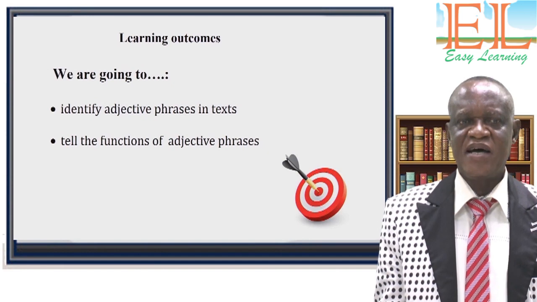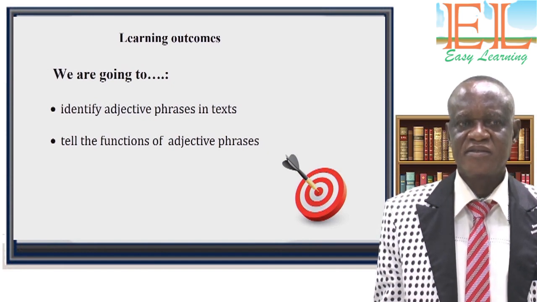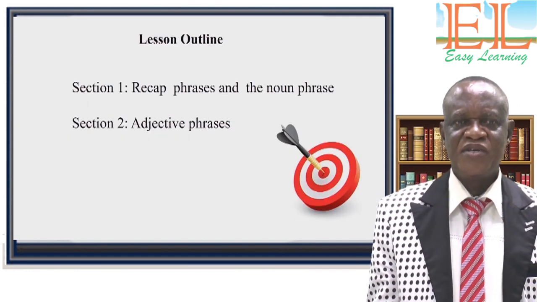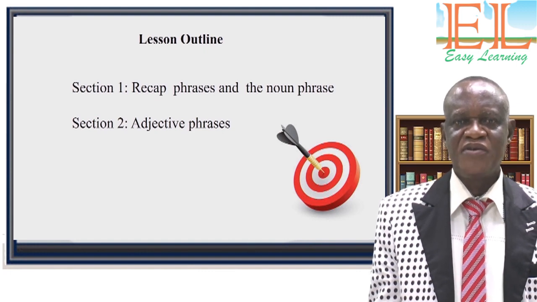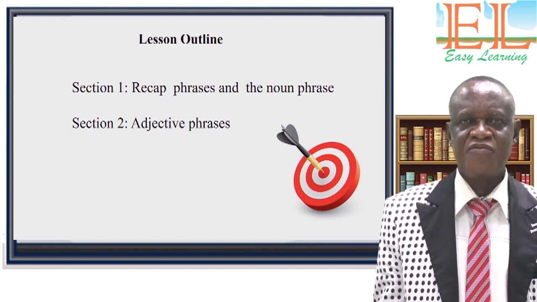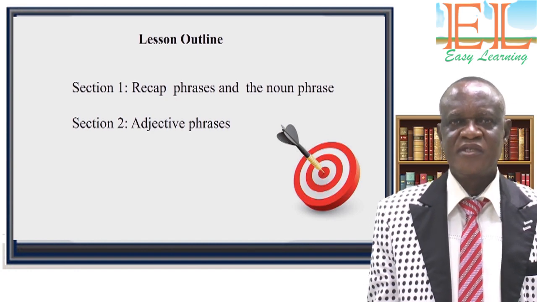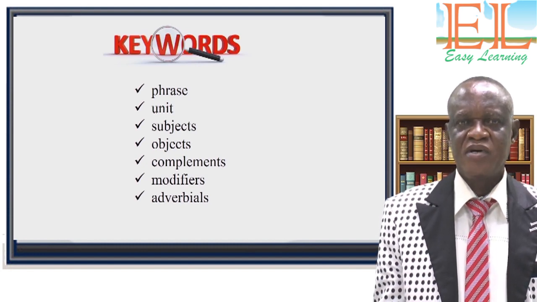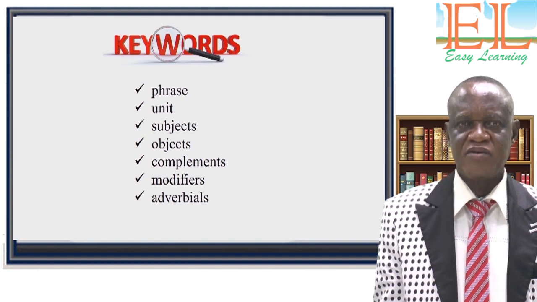You will identify adjective phrases in text and then tell the functions of adjective phrases. The lesson outline: we shall do a recap of phrases and noun phrases. Session 2, we shall focus on adjective phrases. These are the keywords: phrase, unit, subjects, objects, complements, modifiers, and adverbials.